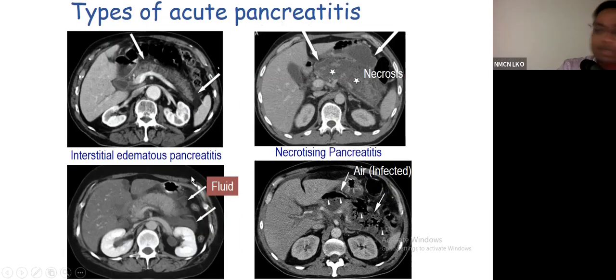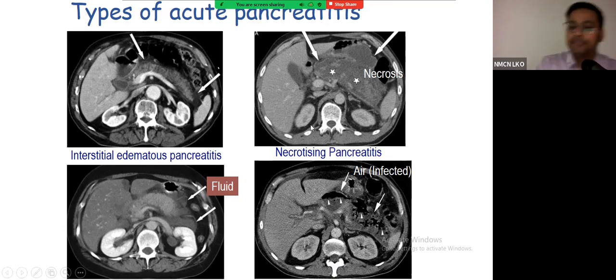Here are certain images. In the first image, the arrow marks show that the pancreas is diffusely enlarged and edematous. In the second image, on the right side, the star marks show the necrosed parenchyma of the pancreas. In the lower image, we can see fluid collections, and in the fourth image there are air foci within the collection, indicating that these collections are infected.